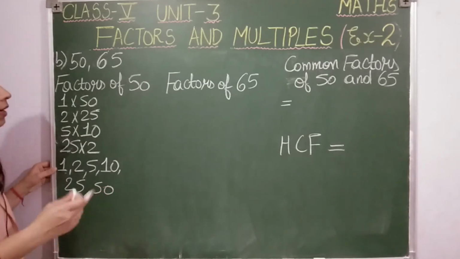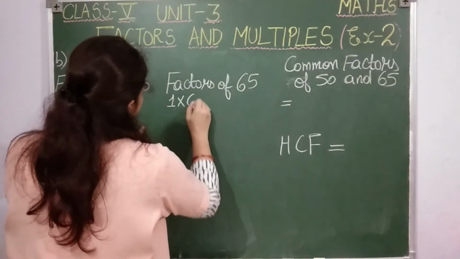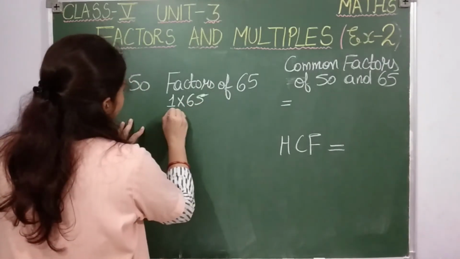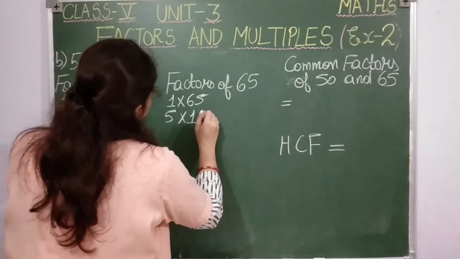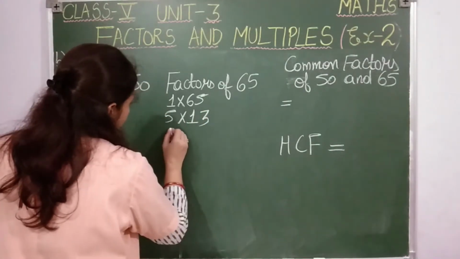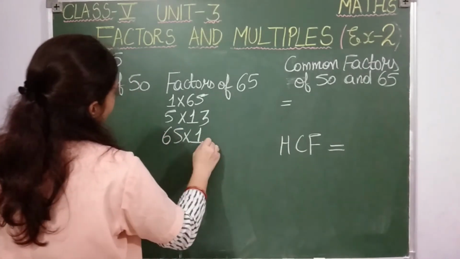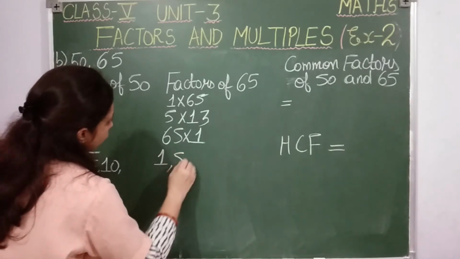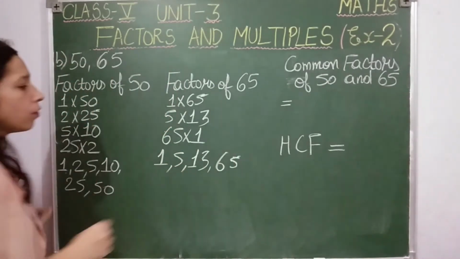Okay, now let us see the factors of 65. 1 65s are 65, then 5 13s are 65, then 65 1s are 65. So 1, 5, 13 and 65 are the factors of 65.